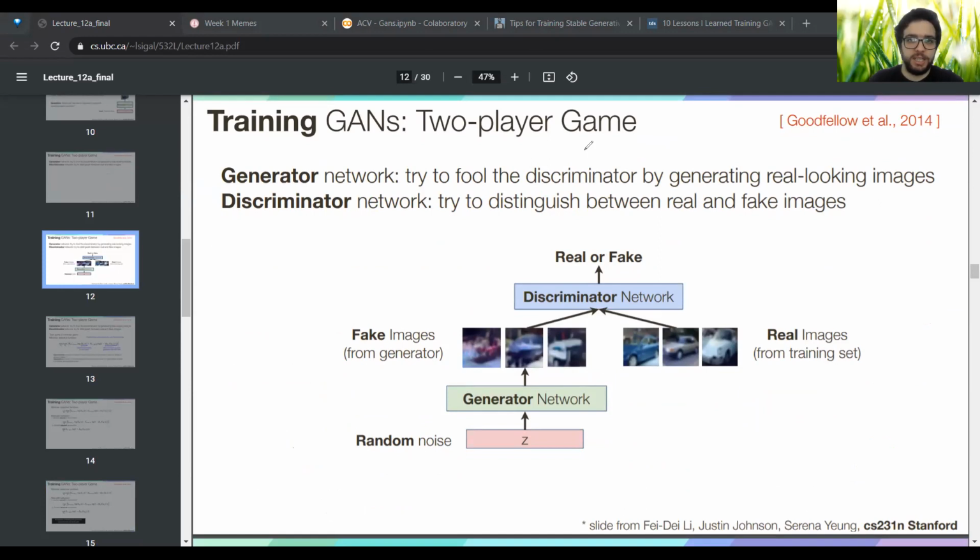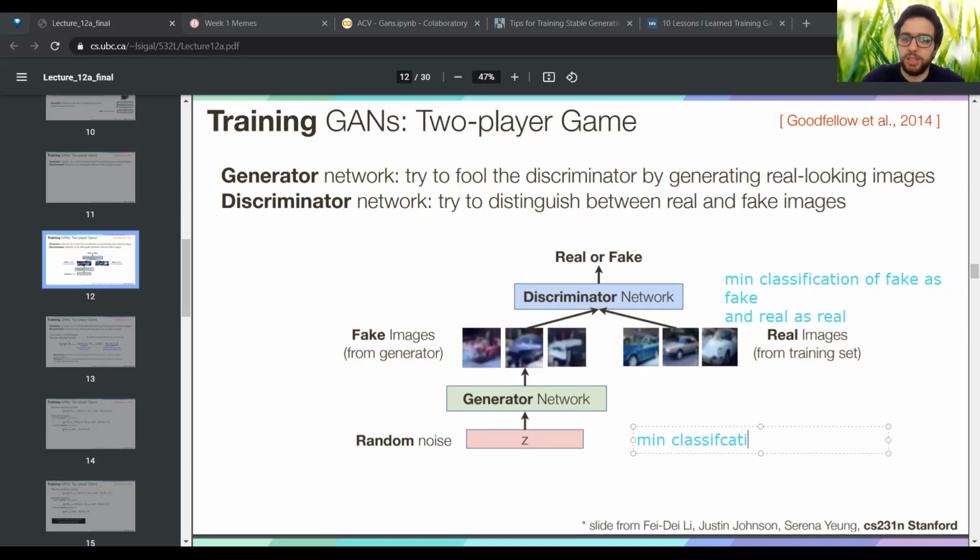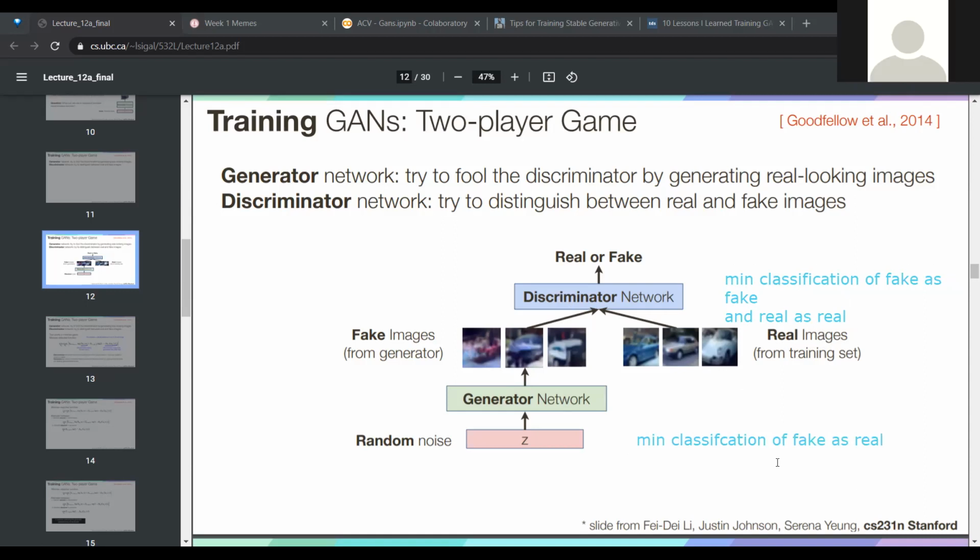Let's see. We have the following. The discriminator is trying to minimize its loss, right? So it's trying to minimize the classification loss on both of these images: classification of fake as fake and real as real. So this is the goal of the discriminator, not the generator. The generator is working on another loss. It's trying to minimize the classification of fake as real, right? So this is its goal.